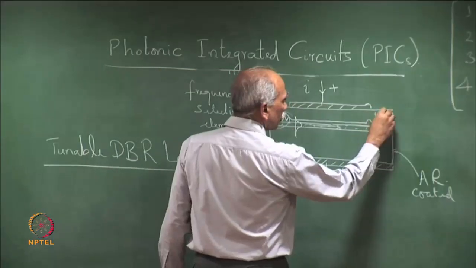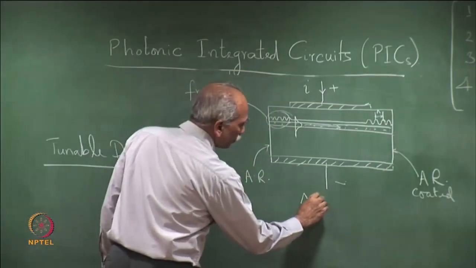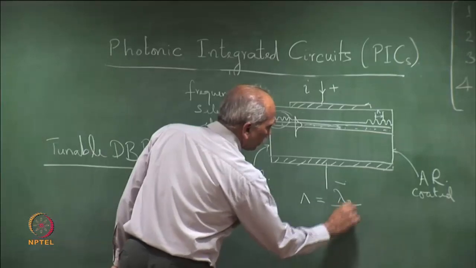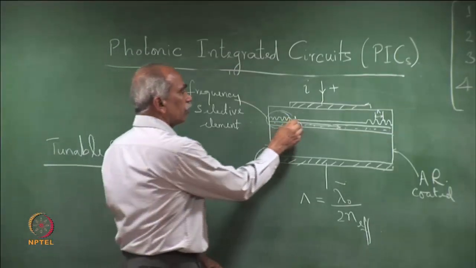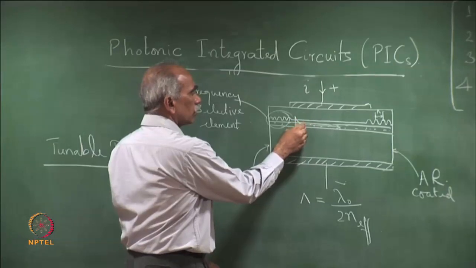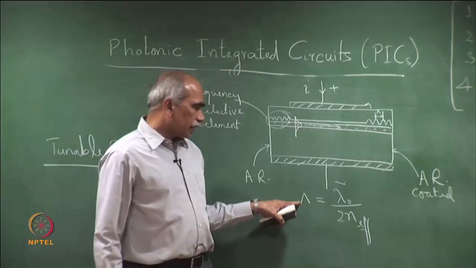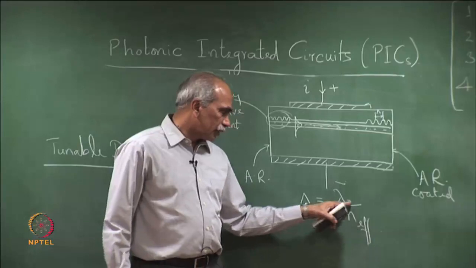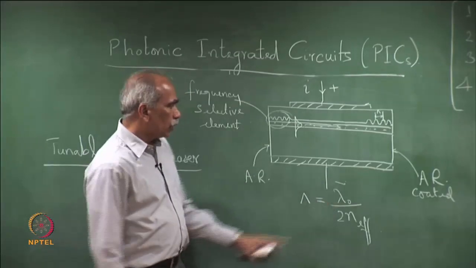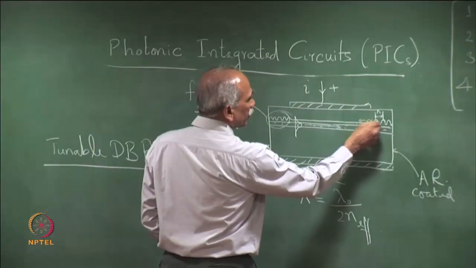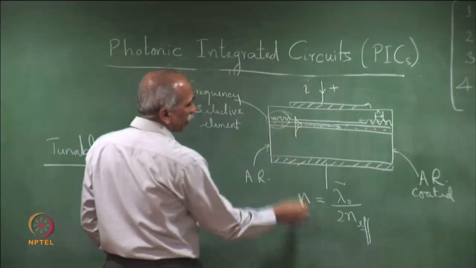The period is the periodic structure. So, the period here, lambda, is such that if we choose lambda equal to lambda 0 divided by 2 n effective, where n effective is the effective index of the optical mode, and here is the optical mode which is propagating back and forth, then lambda 0, the optical wavelength, would resonantly get reflected at this periodic grating, leading to feedback at this wavelength only.